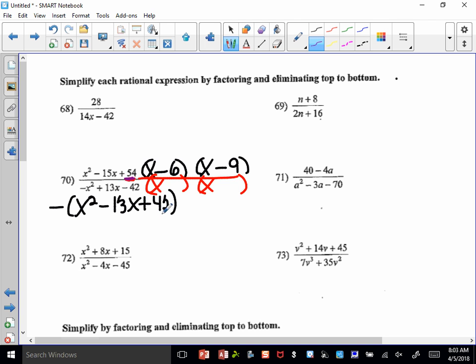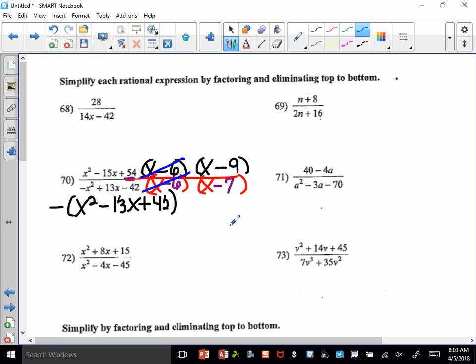So let's see, what times what will give you 42 that equals negative 13? 6 and 7, and both would have to be negative. Okay, and then once you get it all factored like that, you just simply cross out like factors. So you see there's an x minus 6 at the top and an x minus 6 at the bottom. So that's like one whole. So you just cross them out. And really whatever's left is the answer. Okay, that's all to it.